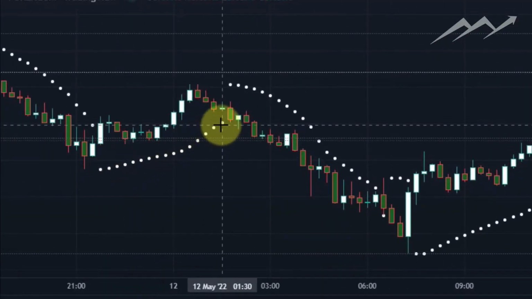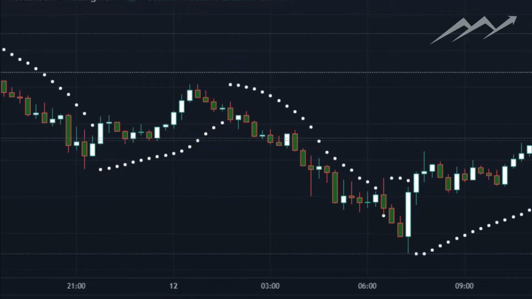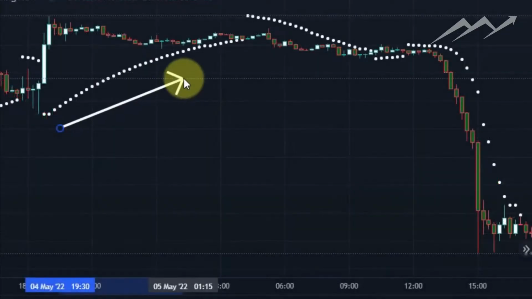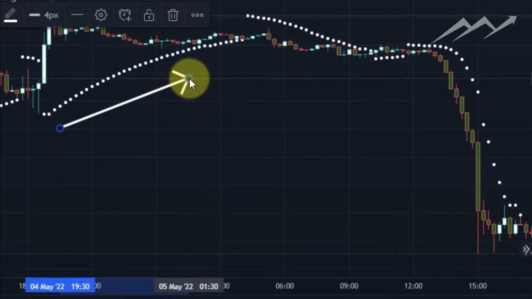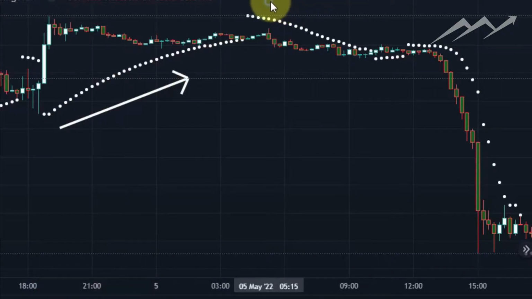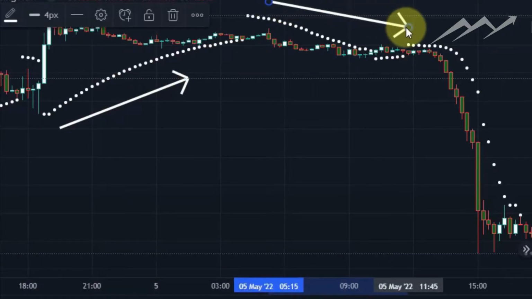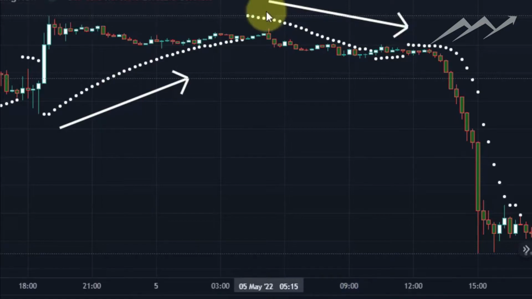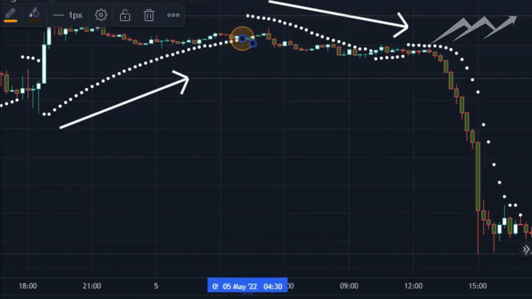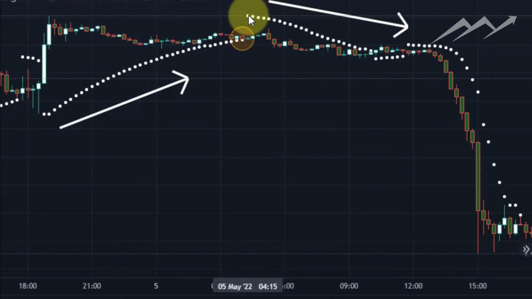So here's how the Parabolic SAR indicator is used by many traders. When the Parabolic SAR dot is below the candles, the market is considered to be in an uptrend. You can enter a long position when the dot is placed below the candle for the first time. Similarly, when the Parabolic SAR dots are above the candles, the market is considered to be in a downtrend. And you can enter a short position when the dot is placed above the candle for the first time.